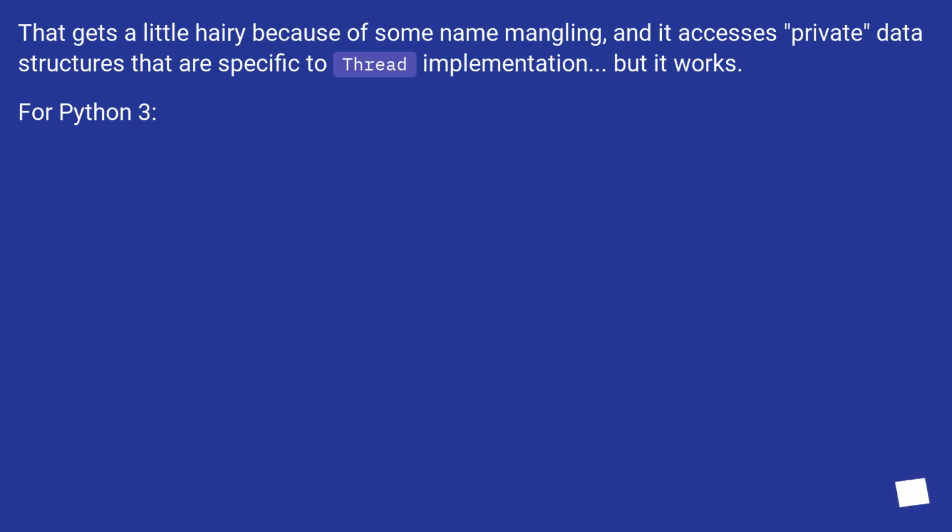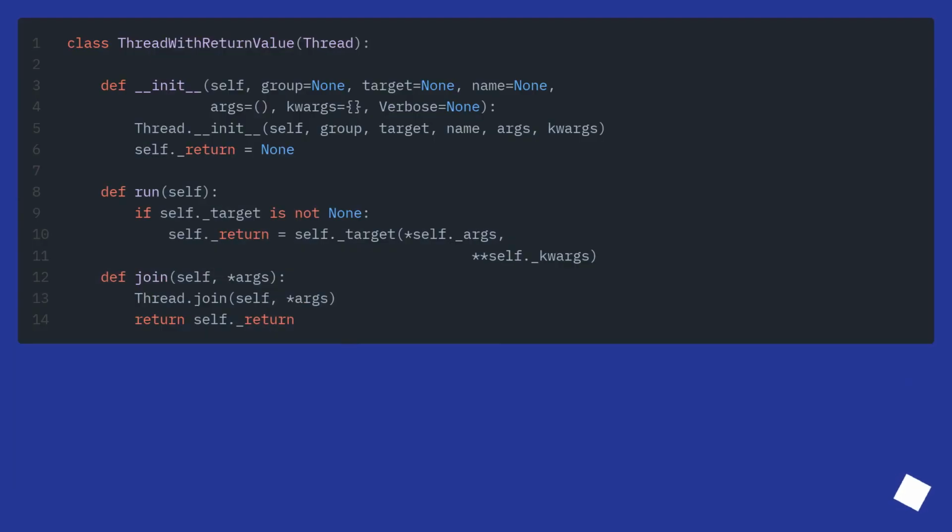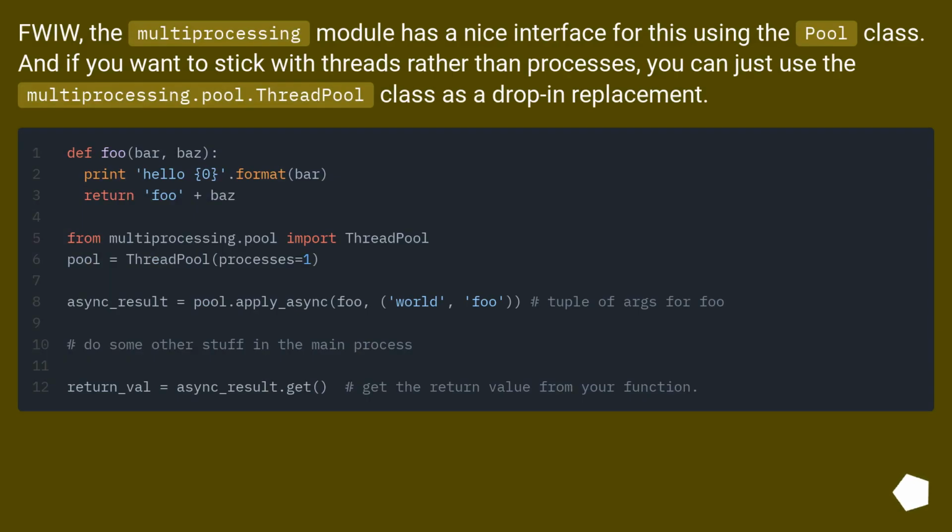For Python 3, the multiprocessing module has a nice interface for this using the Pool class. And if you want to stick with threads rather than processes, you can just use the multiprocessing.pool.ThreadPool class as a drop-in replacement.